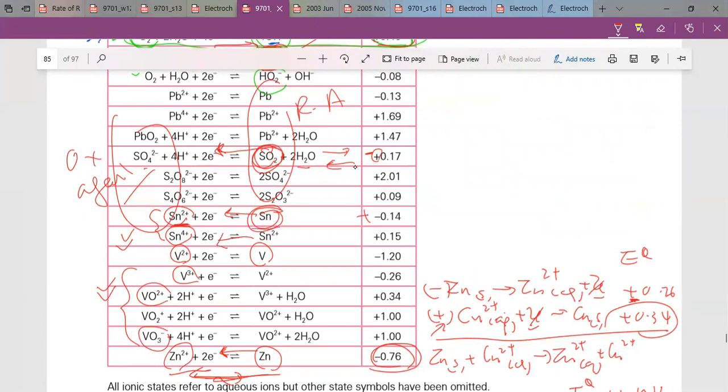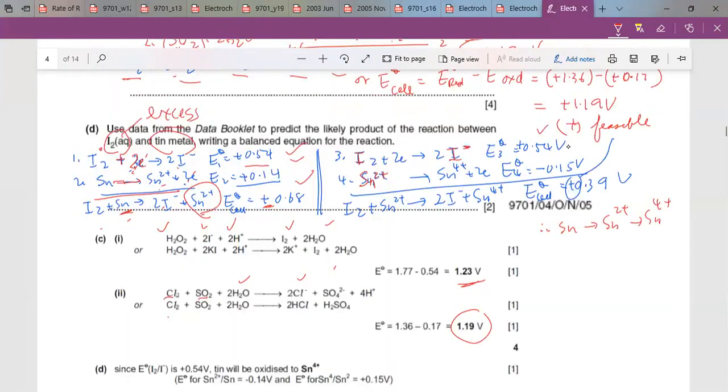Okay, see there's direction here. It's going to be minus 0.15. So here, go this way, minus here. So I got the electrons here 2, and here I2, Sn2 plus goes to 4 plus now. Oh, it's positive, you know. This and this is positive. That means feasible. That means it can go to Sn 4 plus by oxidation.